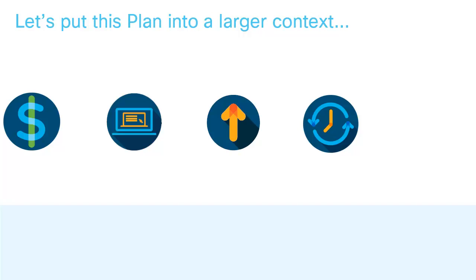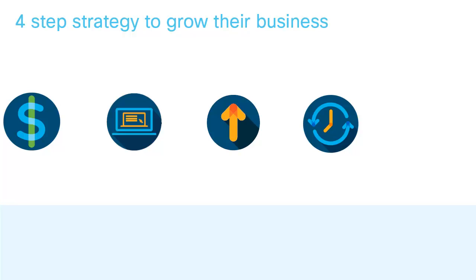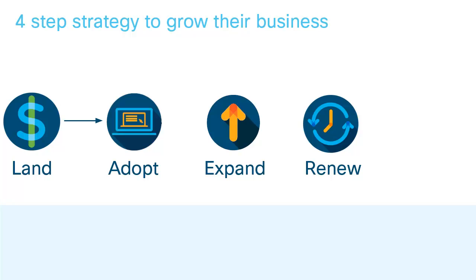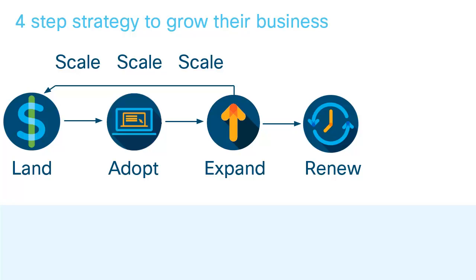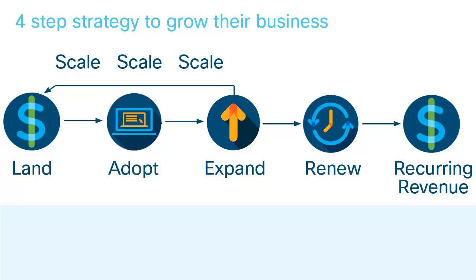Before we begin describing the Collaboration Flex Plan, let's put this plan into a larger context. In this era of subscriptions and software as a service, partners have found success in using a four-step strategy to grow their business: land, adopt, expand, and renew. Get customers started with new collaboration capabilities and really experience the benefits. Then add more users and services to the existing framework and scale, scale, scale. Your ultimate success will be in recurring and growing revenue from customers that have adopted Cisco collaboration services as they expand and renew their collaboration services and realize the benefits.